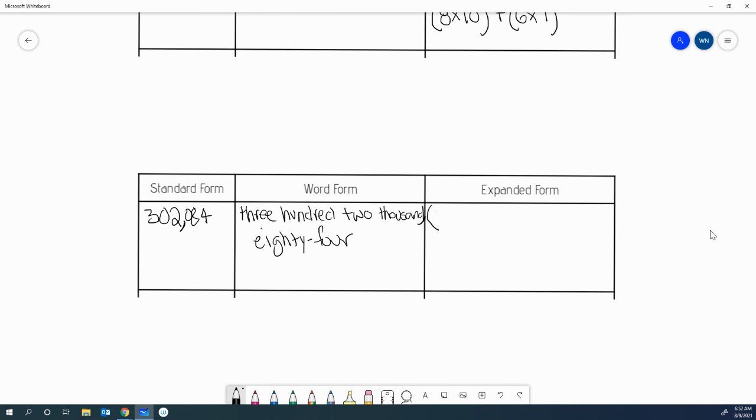Let's go ahead and do this in expanded form. We know we're starting with a 3, and we know it's in the hundred thousands place. So 3 times 100,000 plus, remember, there's nothing in the 10,000s place. So we're skipping that. Moving on to the 2 times the 1,000s place. Plus, there's nothing in the hundreds place, so skip that. 8 times 10, because 8's in the tens. Plus 4 times 1, because the 4 is in the ones place.